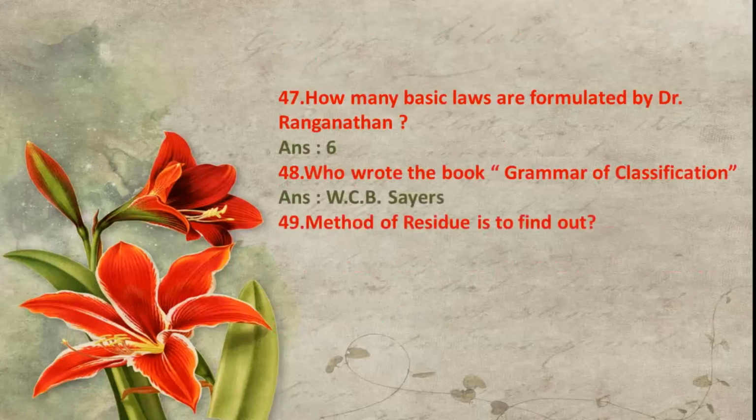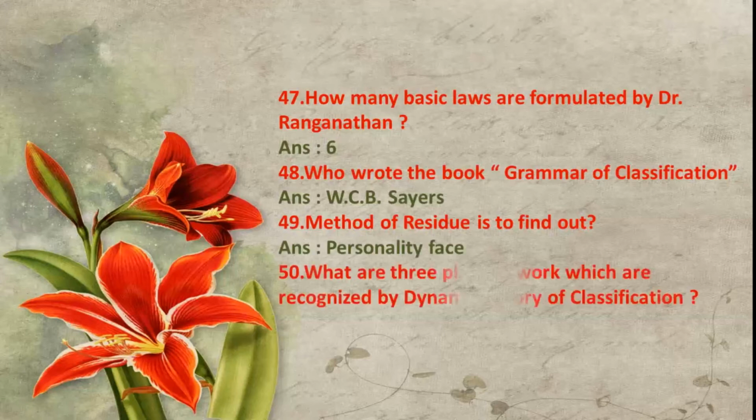What is called that theory which was marked by the recognition and separation of 3 plans of work? Dynamic theory of classification. How many basic laws are formulated by Dr. Ranganathan? Number 6. Who wrote the book Grammar of Classification? W.C.B. Sayers. Method of residue to find out personality phase. What are the 3 plans of work recognized by the dynamic theory of classification? Idea, verbal, notational plan.